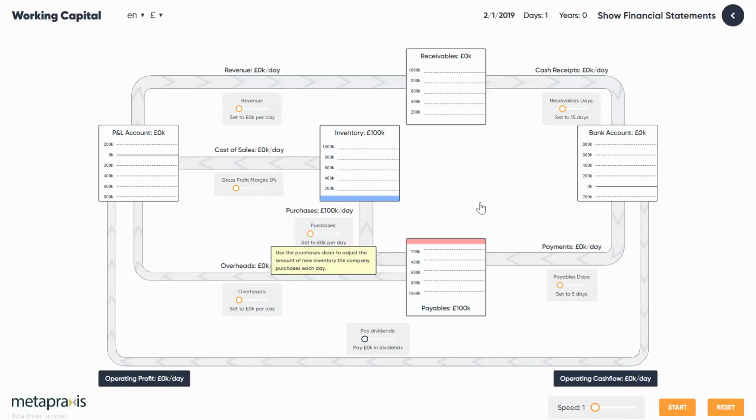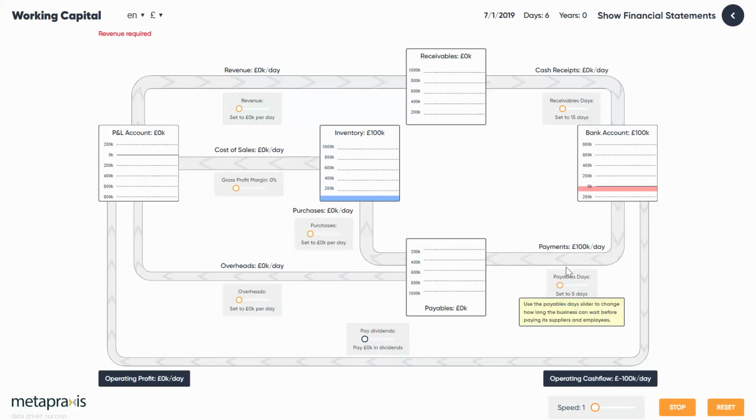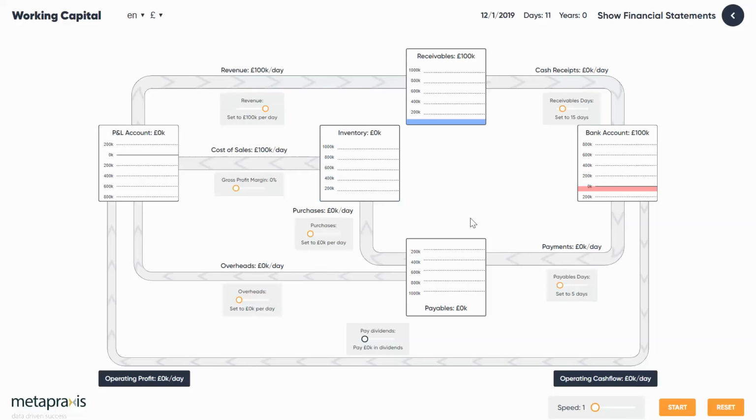We reset purchases to 0 and restart. We should see that on day 6, 5 days after buying it, we make the payment for the inventory. So if we want to sell that inventory on day 11, 10 days after buying it, let's set revenue to 100,000, gross profit margin is 0, and we can see that we sell the inventory and now there's a receivables balance.